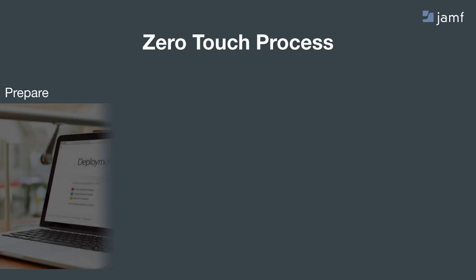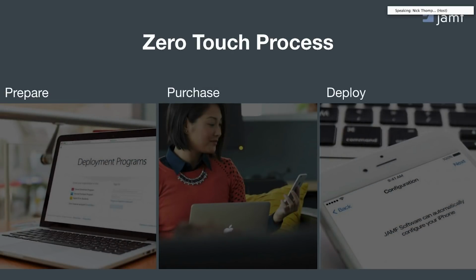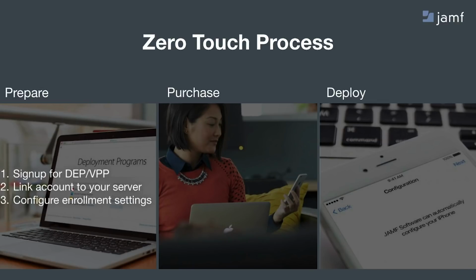So again, the way that you do this is in sort of three phases. You prepare, and then you purchase, and then you deploy. So prepare, you're going to sign up for Apple's deployment programs. And again, that's the DEP, VPP programs, or Apple School Manager, Apple Business Manager once Business Manager is ready. Then you're going to essentially download a little token file that you get outside of those portal programs, and you're going to upload that token file into your Jamf server. That essentially links the communication between the two.